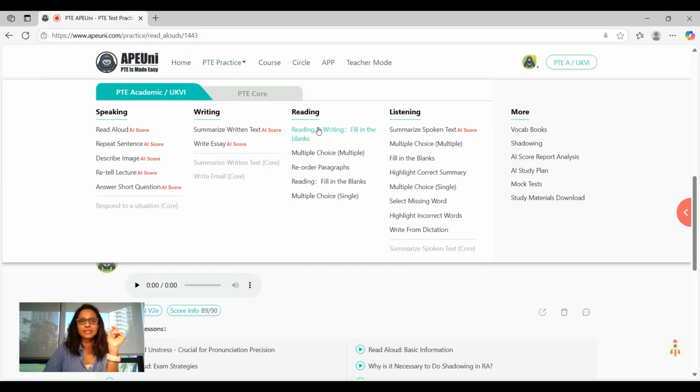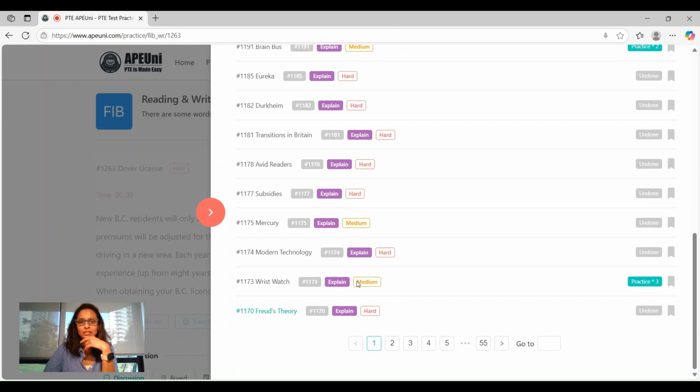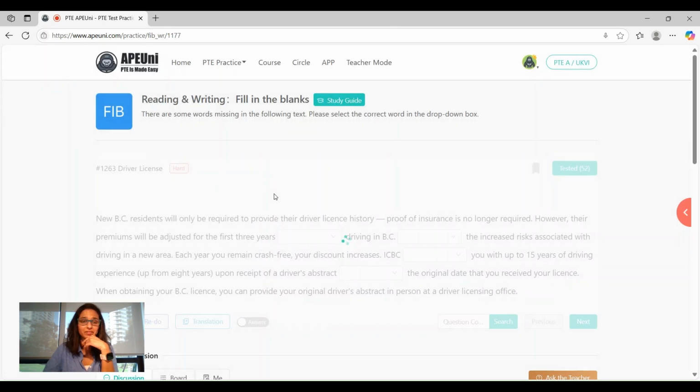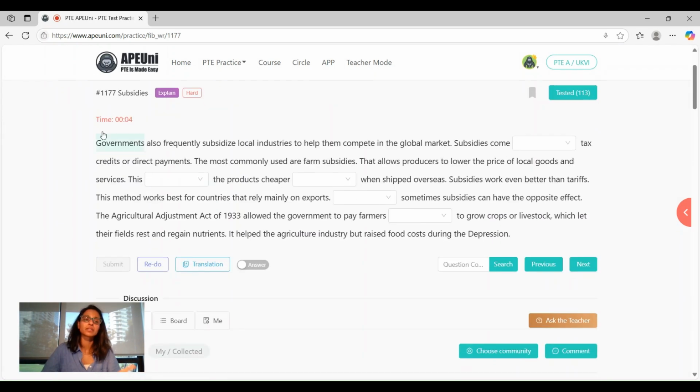reading and writing, fill in the blanks. Let's do reading and writing, fill in the blanks. We can do a random one. Let's do a hard one. Subsidies. All right, some of you may not even know what the word subsidy means, but that's okay. So the timer has started running, as you can see. What I'm going to do is I'm going to quickly read through it, and then I'm going to intensively read the ones with the blanks.